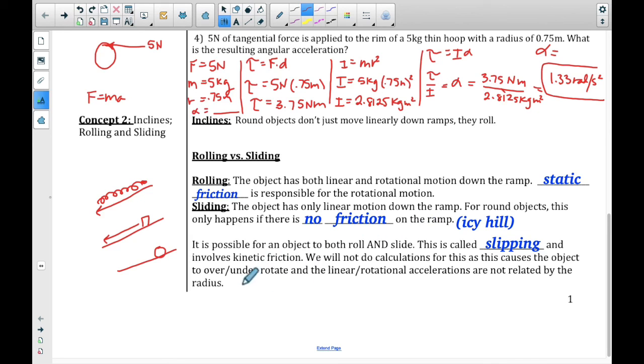And just a little side note here, it is possible for an object to both roll and slide, and this is called slipping, and it involves kinetic friction. We are not going to do calculations for this, as it causes the object to over-rotate or under-rotate, and the linear and rotational accelerations are not related. So it's going to be a much different situation. We're in Physics 1, so we're just going to deal with plain old rolling or sliding. Let's turn the page.